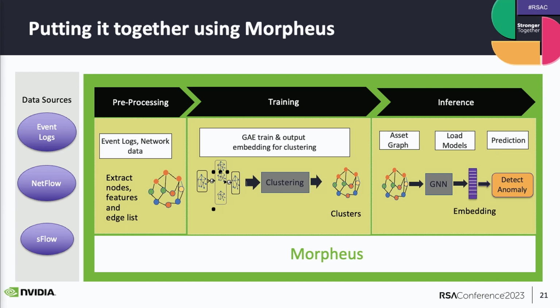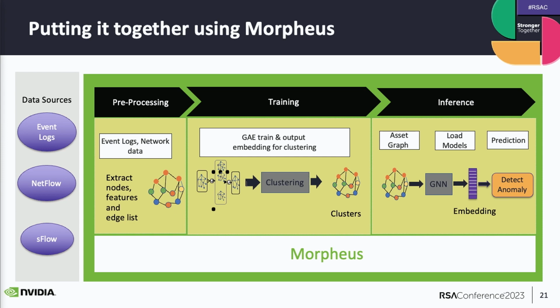In order to come up with that graph representation, we'll need to extract the nodes and edges for that graph. Once the graph representation is ready, we can then use it in the training stage to train our graph autoencoder, learn the asset embeddings, and then use the clustering module to divide our assets.